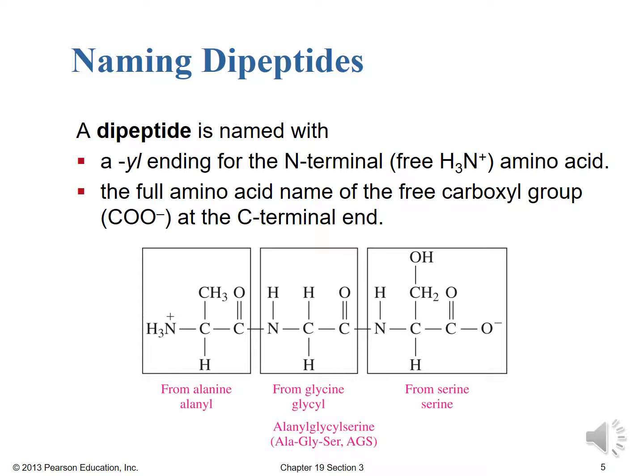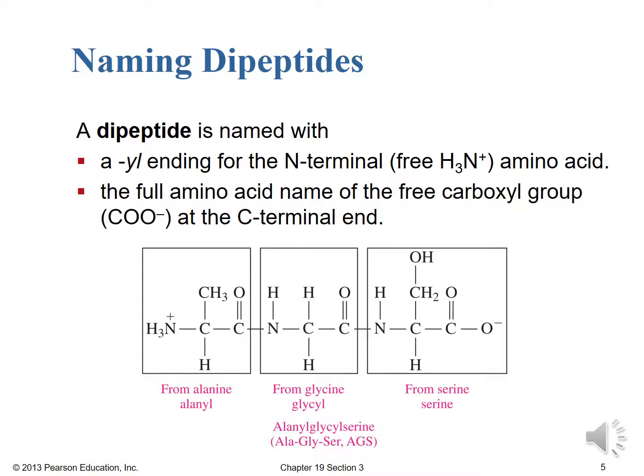So because we have the carboxylic acid portion joining to form peptide bonds from the alanine and the glycine, whereas serine has that free carboxylic acid, we have to take the roots from alanine and glycine and add that YL ending, and then serine gets to have its whole name, and that's our typical pattern.